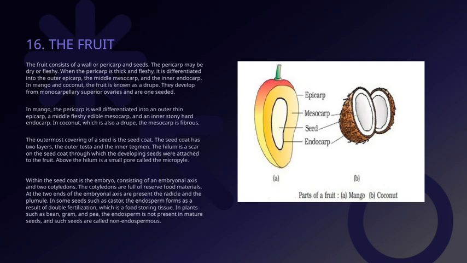Finally, the fruit itself consists of a wall called the pericarp and the seed inside. The pericarp can be either dry or fleshy. When it is thick and fleshy, it differentiates into the epicarp, mesocarp, and endocarp. Both mango and coconut develop from a monocarpillary superior ovary and are typically single-seeded. So, understanding these structures helps us grasp how seeds and fruits develop, store nutrients, and prepare for germination, which ties back to the overall theme of plant reproductive strategies.